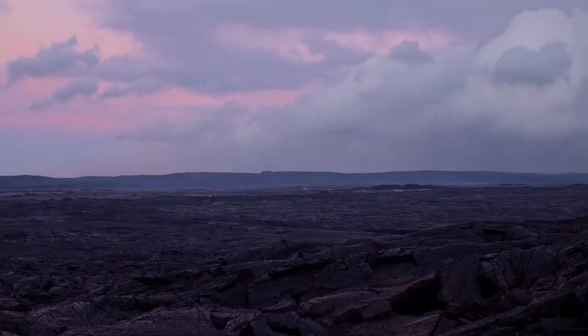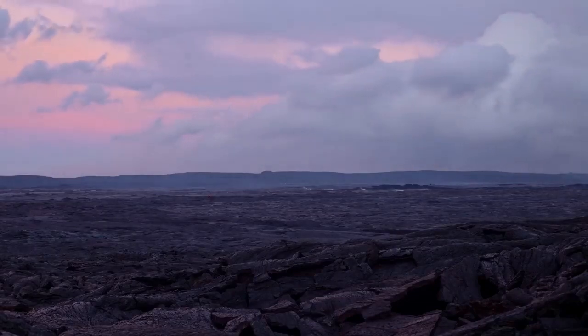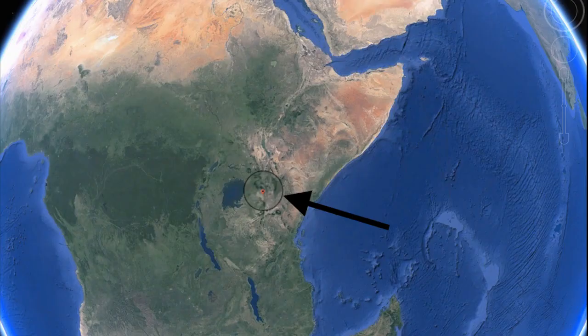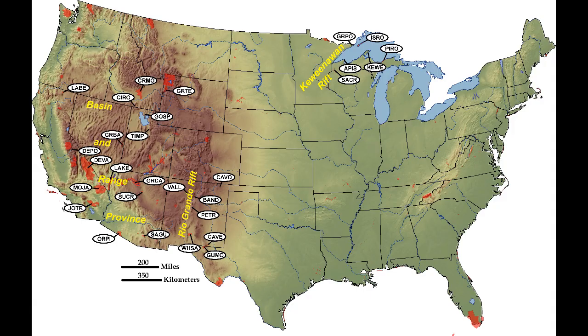Volcanoes can also form where there is stretching and thinning of crust plates, such as in the East African Rift and Wells Gray-Clearwater volcanic field and Rio Grande Rift in North America.